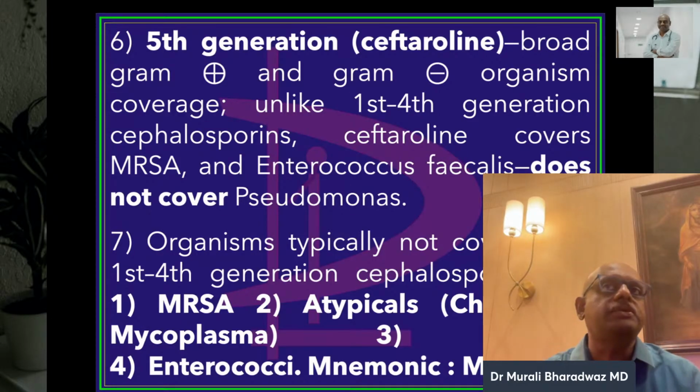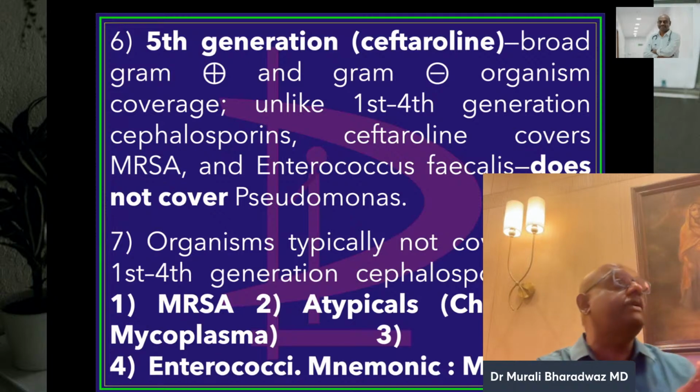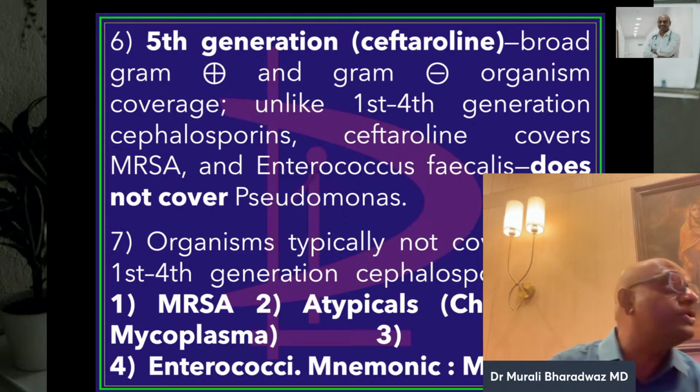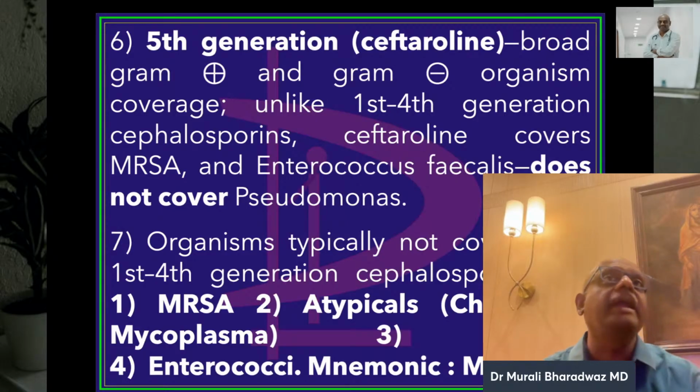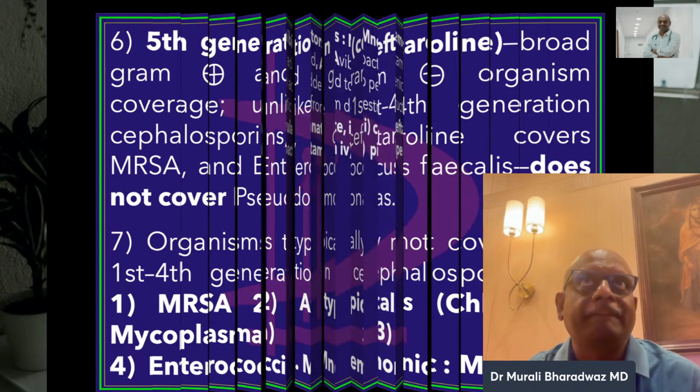So what are the organisms not covered by the first to fourth and only covered by ceftaroline? You should remember MALE. MRSA, atypicals like chlamydia, mycoplasma. Mycoplasma doesn't have a cell wall. Chlamydia and Listeria monocytogenes and enterococci. These are the ones which are not covered by first to fourth generation cephalosporins, is what we should remember.